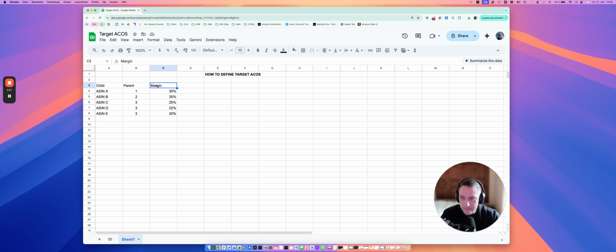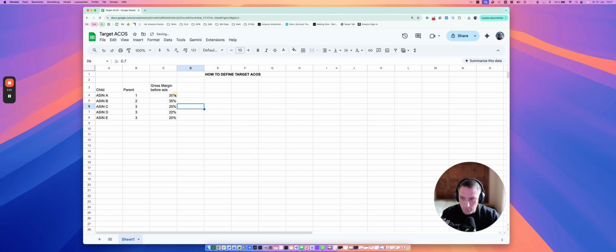Now, let's define some margin. And what I mean with margin here is gross margin before ads, right? So this is your gross margin before ads, or your price minus your COGS minus your Amazon fees, and so on and so forth. This ranges from 30, 35, 25, 22 to 20. Hopefully your margins are higher. If not, don't worry.